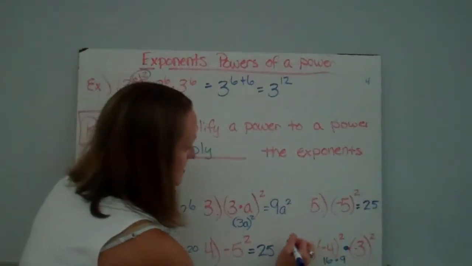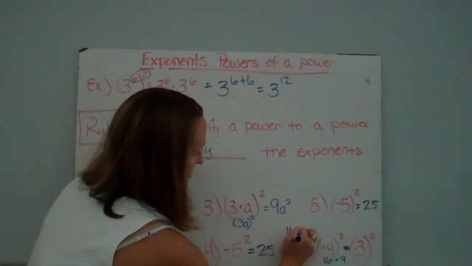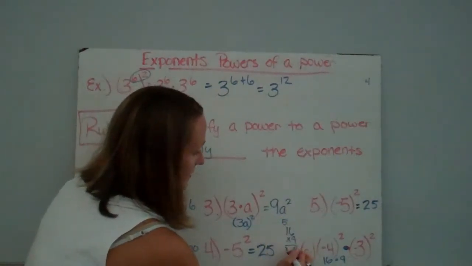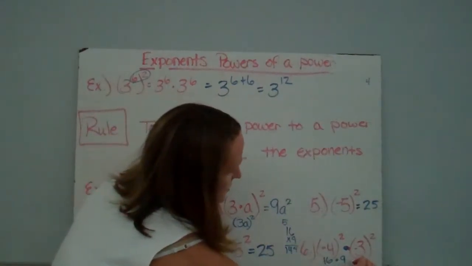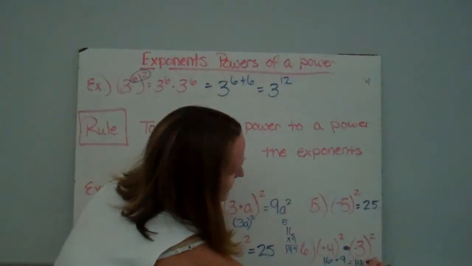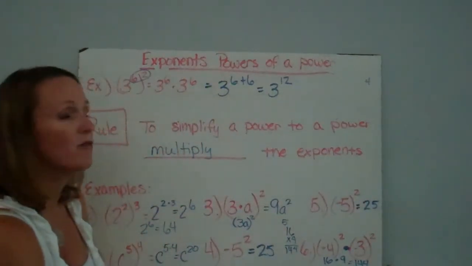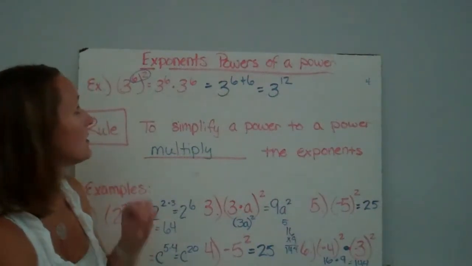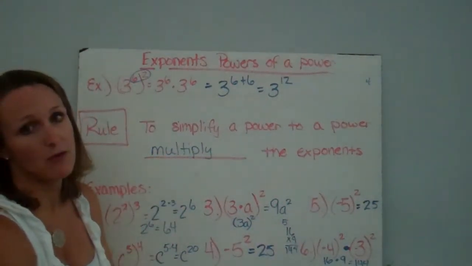16 times 9. 9 times 6 is 54. 1 times 9 is 9, plus 5 is 14, so 144. So this answer, once you simplify it, is 144. And that is what you need to remember about how to multiply, or excuse me, how to do exponents of a power to a power.